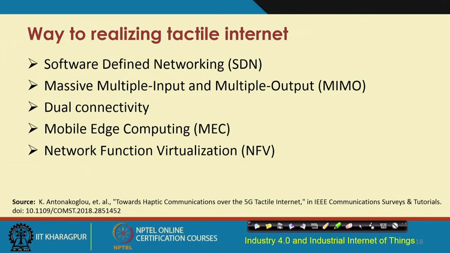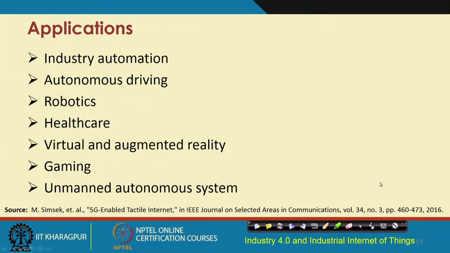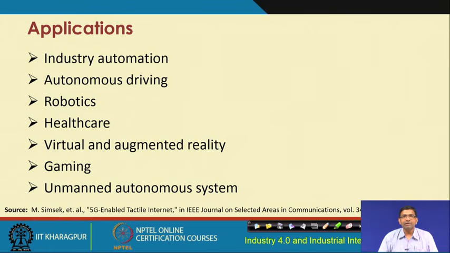There are different ways to realize the tactile internet. SDN technology is heavily used, along with MIMO, MEC, mobile edge computing, and network function virtualization. Applications include industrial automation, autonomous driving, robotics, healthcare, virtual reality, augmented reality, gaming, UAVs, and so on.